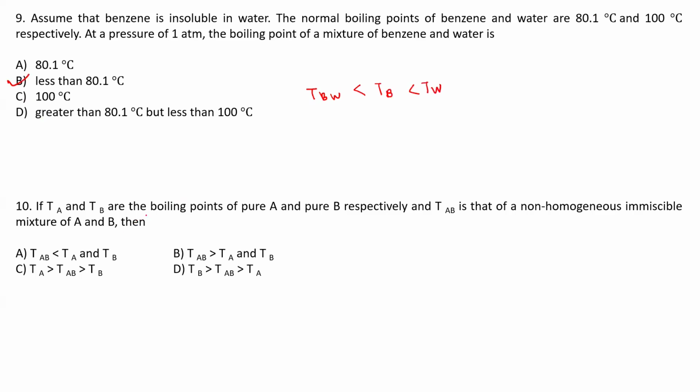If TA and TB are the boiling points of pure A and pure B respectively, and TAB is that of a non-homogeneous immiscible mixture of A and B, then as written earlier also, this will be less than both of them.